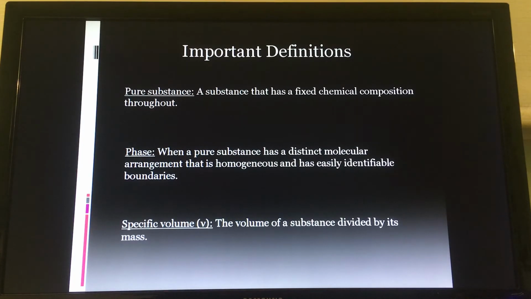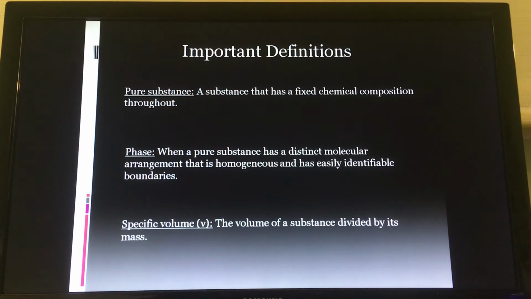So moving on, these phase diagrams that we will be seeing are related to three properties. There's temperature, pressure, and specific volume. Specific volume is not the same as volume, and it's defined as the volume of a substance divided by its mass. Okay, so now it's time to look at the diagrams.